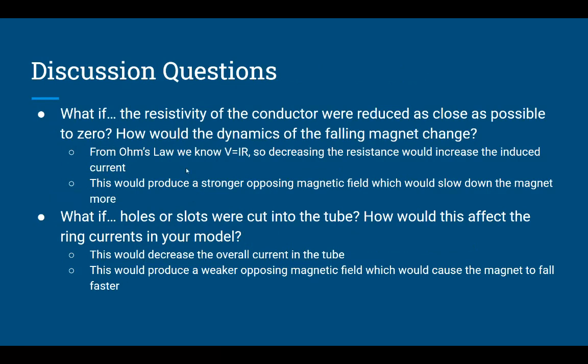For our discussion questions, what if the resistivity of the conductor were reduced as close as possible to 0? Would the dynamics of the falling magnet change? From Ohm's law, we know V equals IR. So by decreasing the resistance, we're increasing the induced current, right? Because V is staying the same. So R decreases, I has to increase. This produces a stronger opposing magnetic field, which would slow the magnet down more. Now, what if we cut holes or slots into the tube? Well, this decreases the overall current in the tube, right? There's less foil. So this would produce a weaker opposing magnetic field, which causes the magnet to fall faster.